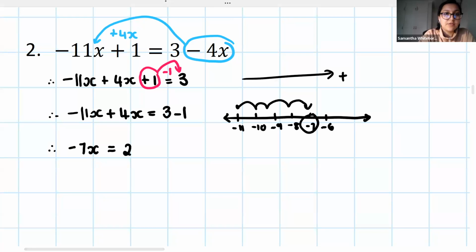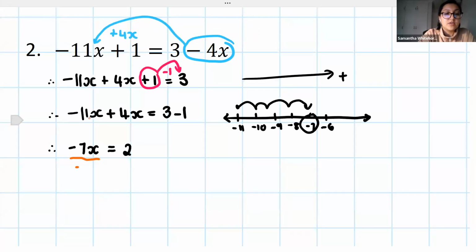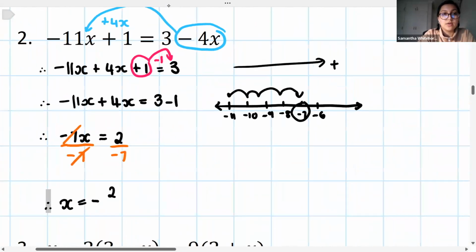Now be very careful here, grade 8s. We need to get rid of this coefficient of negative 7. So that means I need to divide both sides by negative 7. I want a positive 1x, which means that that negative has to be divided as well. Remember that a positive divided by a negative is a negative, and so my answer here should be negative. And 2 divided by 7, I can't simplify that. And so it's just negative 2 over 7.